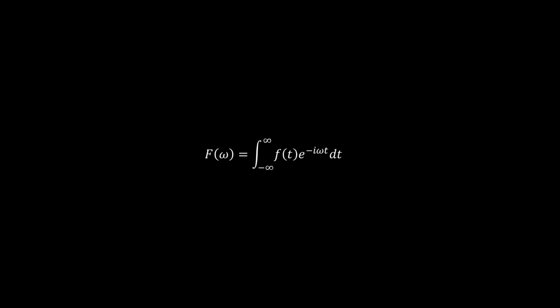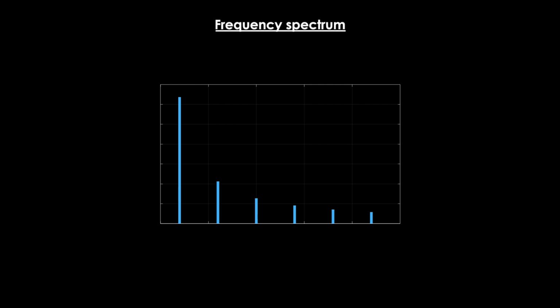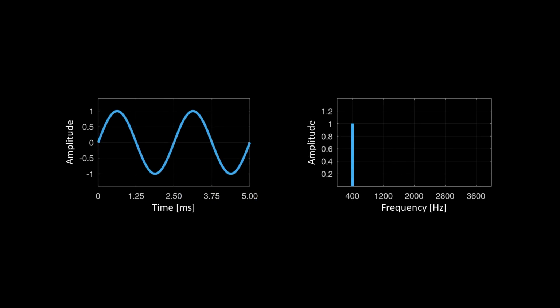Mathematically, these components are obtained through a formula called the Fourier transform. This graph is called a frequency spectrum. Here we have frequency on the horizontal axis and amplitude on the vertical axis, and each line represents a sine wave. That is, the horizontal position of each line gives us the frequency of the sine wave, and the height of the line is the amplitude at that frequency. When we have time on the horizontal axis, we say that we are in the time domain, and we see the waveform. When we have frequency on the horizontal axis, we say that we are in the frequency domain, and we see a spectrum.